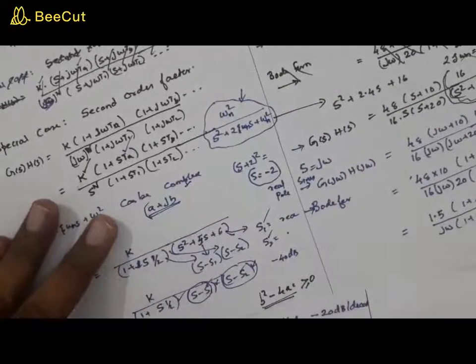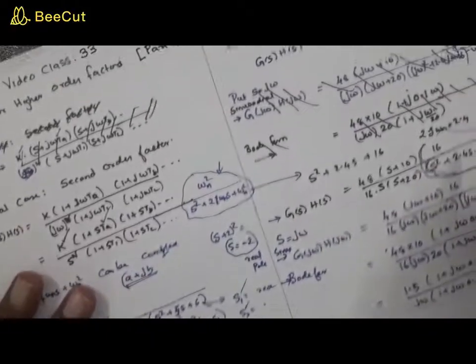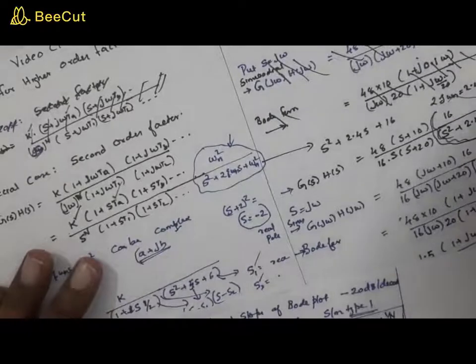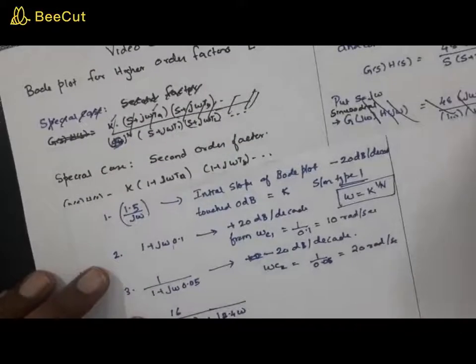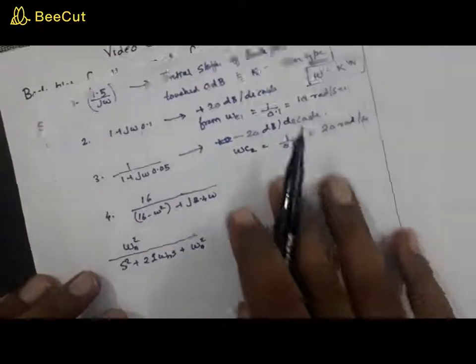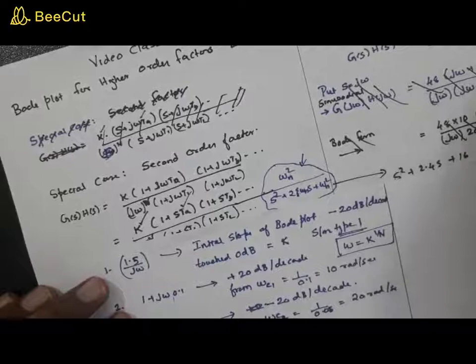Here omega n square is 16. So if you need to convert this into this form, you need to multiply and divide by that term. That's why we have done that. So make sure of those two things. One is you need to identify whether it's complex. If it is complex, convert it into this form. It's very simple. Identify your omega n square from the s square term, from the quadratic expression, and divide and multiply by that term.